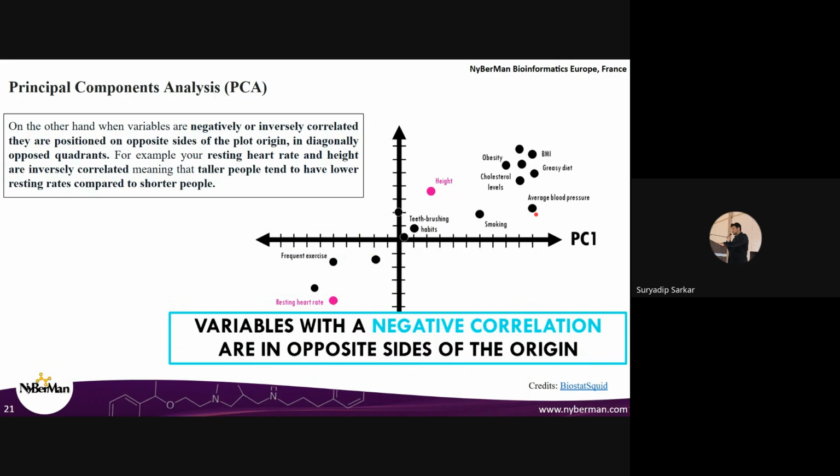And variables which have very high loadings, right, are the ones which are contributing the most. So with respect to PC1 here, those are the ones which are to the extreme right or to the extreme left. Okay, that is the idea.